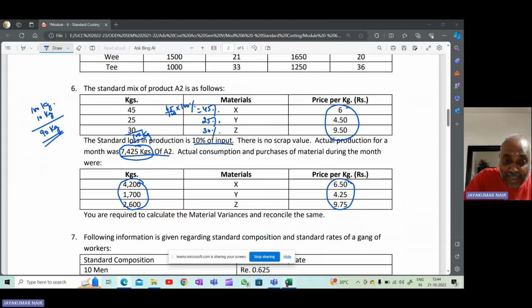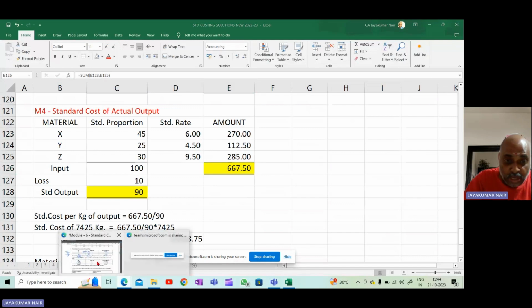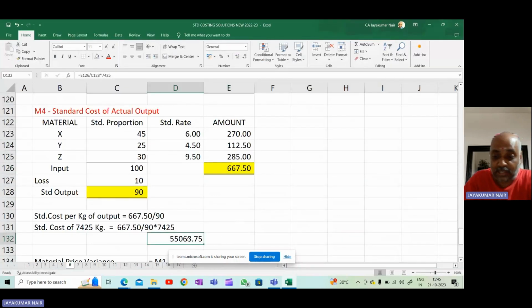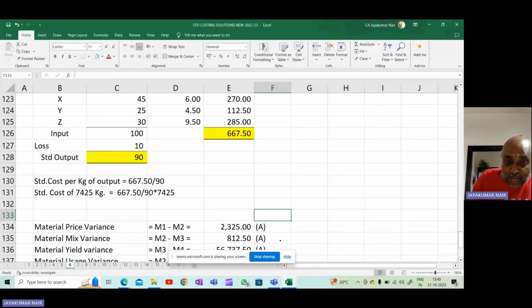7,425 kg. So 90 kg is 667.50, then 7,425 kg, how much? You have to find out. So what do you do now? How do we calculate? The calculation will be like this. It is 667.50. Divide this by 90. You will get the standard cost of producing 1 kg of output.